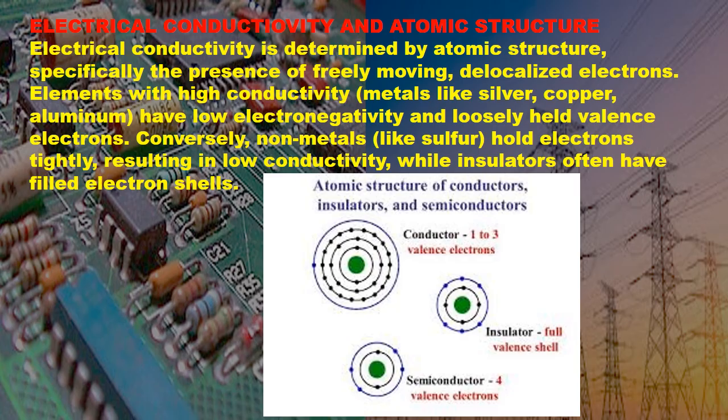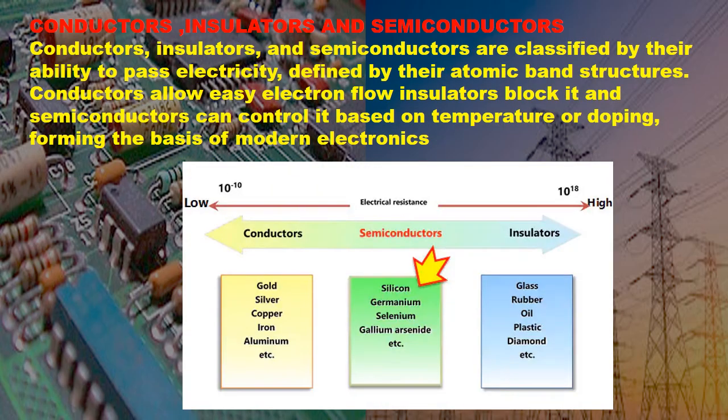Semiconductors, 4 valence electrons. So basically the difference between conductor, insulator and semiconductor in terms of their atomic structure: 1 to 3 valence electrons orbiting the outer shell, it should be a conductor. Full valence shell, then it's an insulator. And if there are 4 valence electrons around the outermost shell, then that material is a semiconductor. So silver and the like are conductors. Germanium and silicon are semiconductors. And we have other non-metals, they are all insulators.